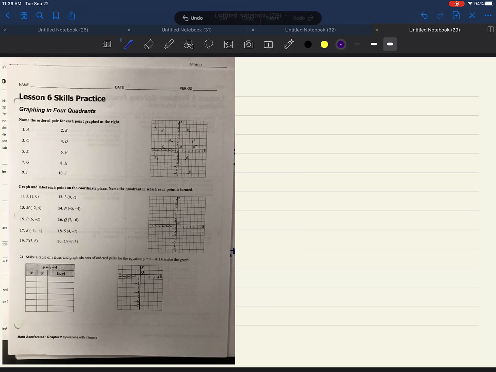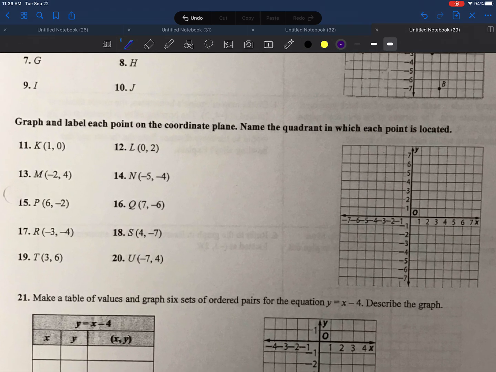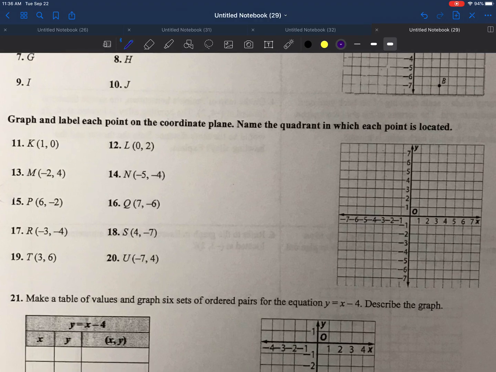All right. Okay, next thing we're going to do, we're going to graph and label each point on a coordinate plane. All right, so we're going to look at numbers 11 through 19. I'm just going to zoom in. Can everybody see that okay? All right. Okay, we're going to do number 11. We're going to graph point K at 1, 0.